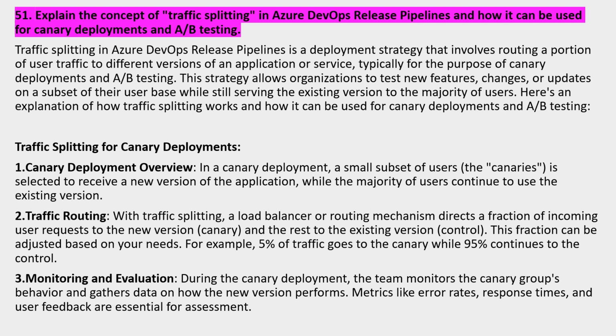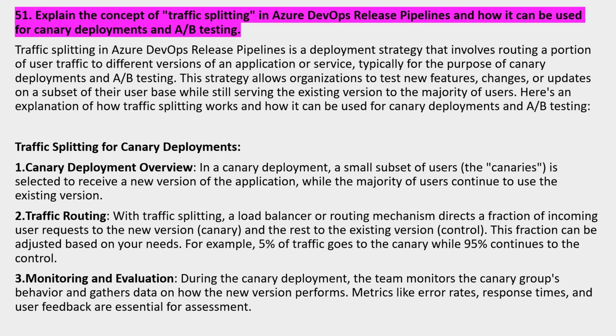Canary deployment overview. In a canary deployment, a small subset of users, the canaries, is selected to receive a new version of the application, while the majority of users continue to use the existing version. Traffic routing. With traffic splitting, a load balancer or routing mechanism directs a fraction of incoming user requests to the new version, canary, and the rest to the existing version, control. This fraction can be adjusted based on your needs. For example, 5% of traffic goes to the canary while 95% continues to the control.